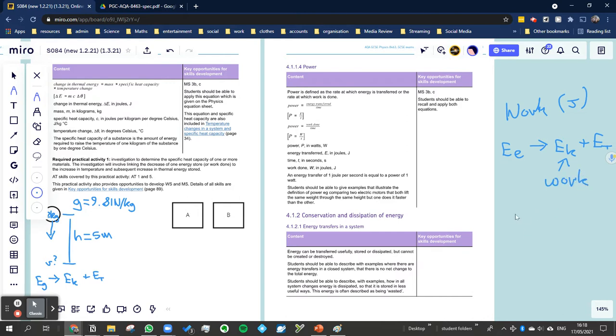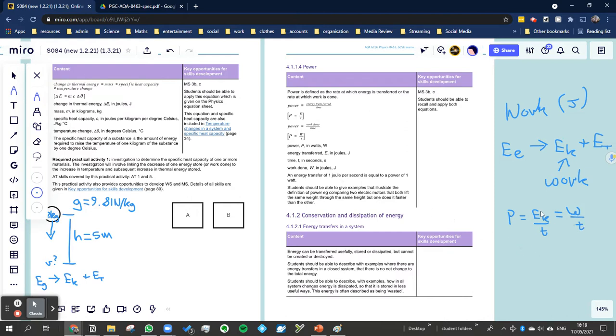So how powerful is something? The more powerful something is, the more quickly it's able to do work, or we could say the more quickly it's able to convert energy. So the power is going to be equal to the energy converted, so it could be kinetic energy over time, or it could be the work over time. Okay, that's what power is.